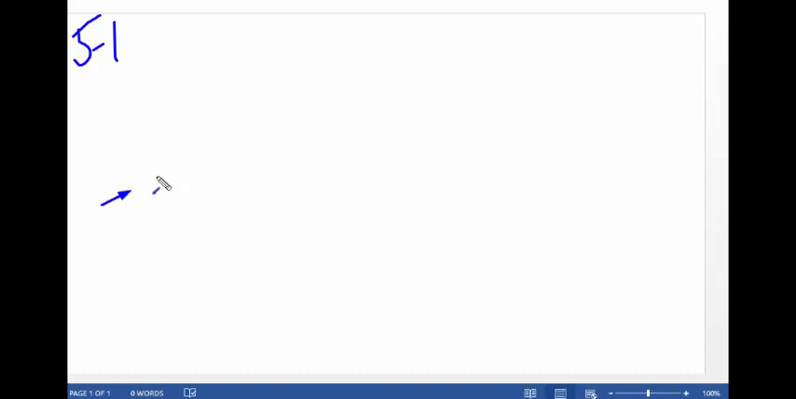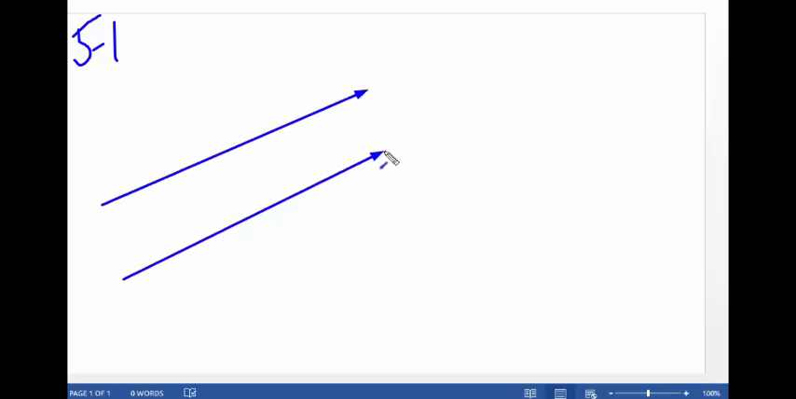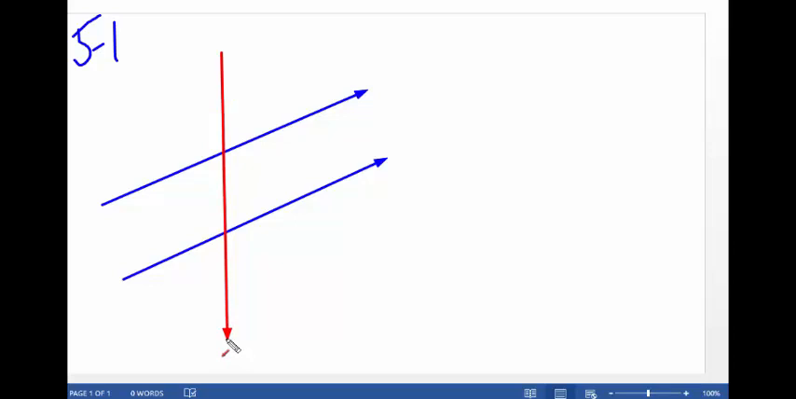First of all, everything in this lesson is going to be about a pair of parallel lines like this with what we call a transversal. So the two blue lines are the parallel lines, and of course the red line is the transversal.